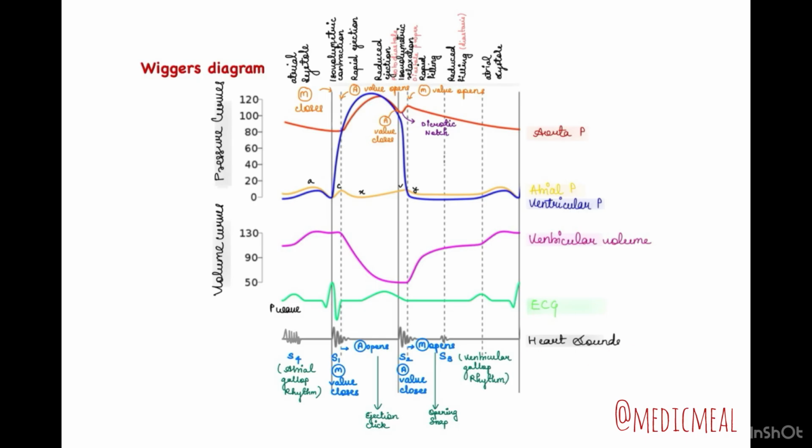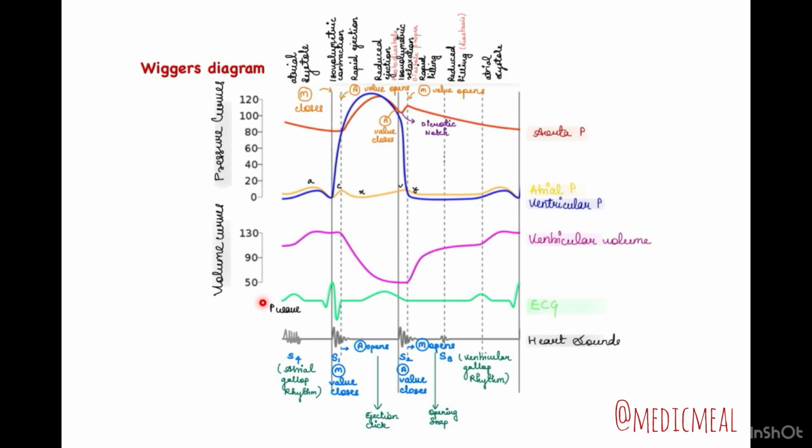Let's start with the phases of cardiac cycle. They are isovolumetric contraction and ventricular systole proper, rapid ejection and slow ejection, which constitute ventricular systole. Then we have ventricular diastole that constitutes of protodiastole, isovolumetric relaxation, diastole proper, rapid filling phase, slow filling or diastasis, and lastly, atrial systole. We start from atrial systole in Wiggers diagram.